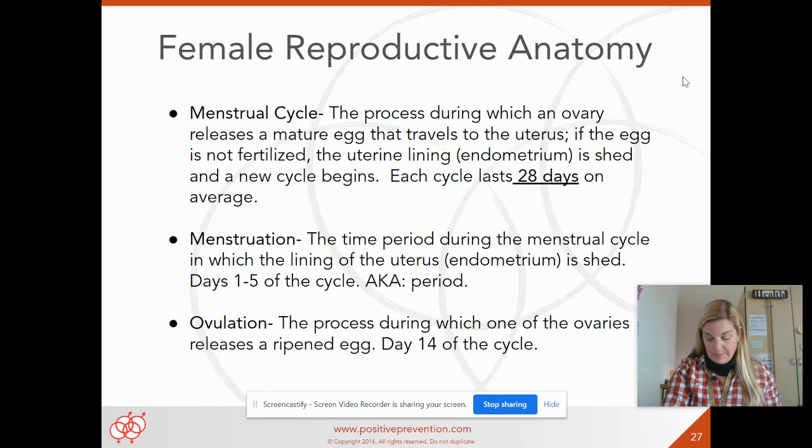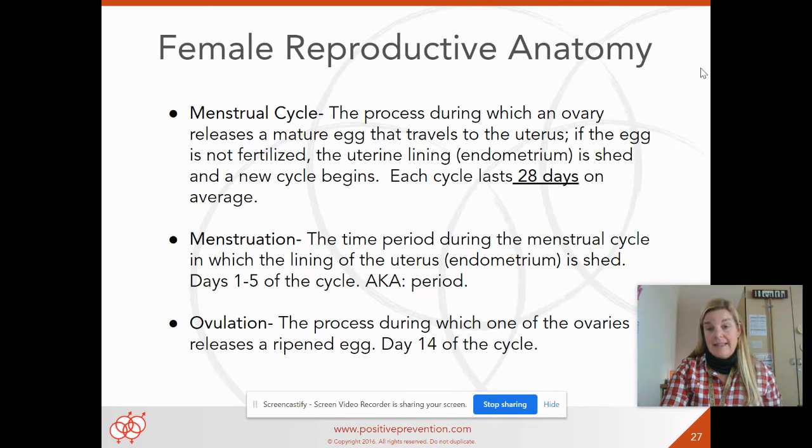Okay, the next few terms, so bottom of page 5 and top half of page 6, these are terms related to the menstrual cycle. So let's write the terms down or fill in the definitions, and then we'll cover the menstrual cycle in the packet. So the menstrual cycle is a process during which an ovary releases a mature egg. The egg travels to the uterus. If the egg isn't fertilized, the uterine lining or endometrium is shed or discharged, and a new cycle begins.